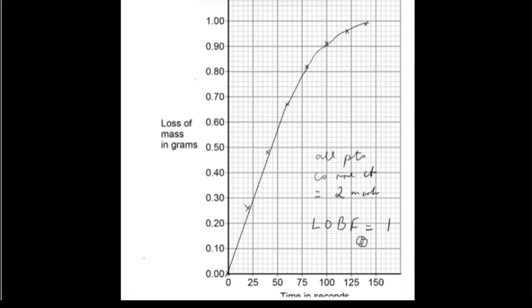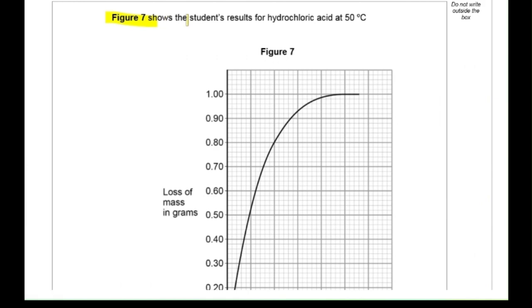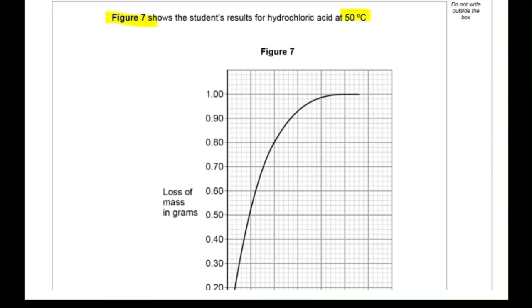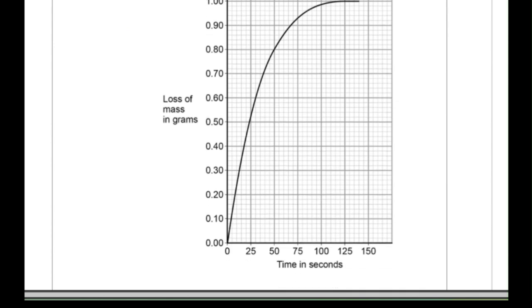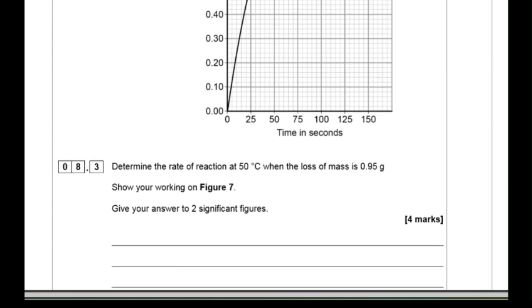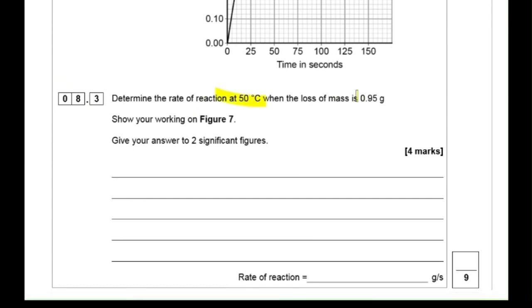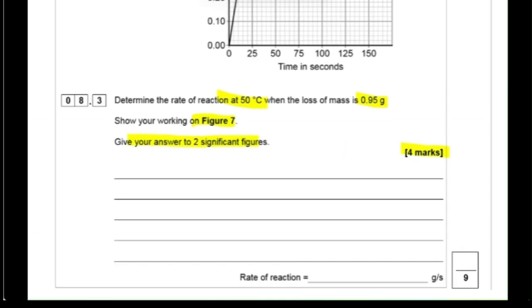Over the page for the next question. Figure 7 shows the students' results for hydrochloric acid at 50 degrees Celsius. Determine the rate of reaction, for 8.3 this is, at 50 degrees when the loss in mass is 0.95 grams. Show your working on figure 7 and give your answer to 2 significant figures. Now there are 4 marks available for this question.